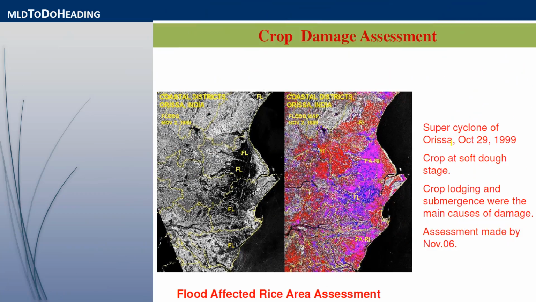And this is the heat map for the crop damage, and there was the super cyclone in Odisha which caused damage to the crops, and here is the heat map for the flood affected rice area, and we are making various assessments over here in Odisha with the help of these geospatial technologies.